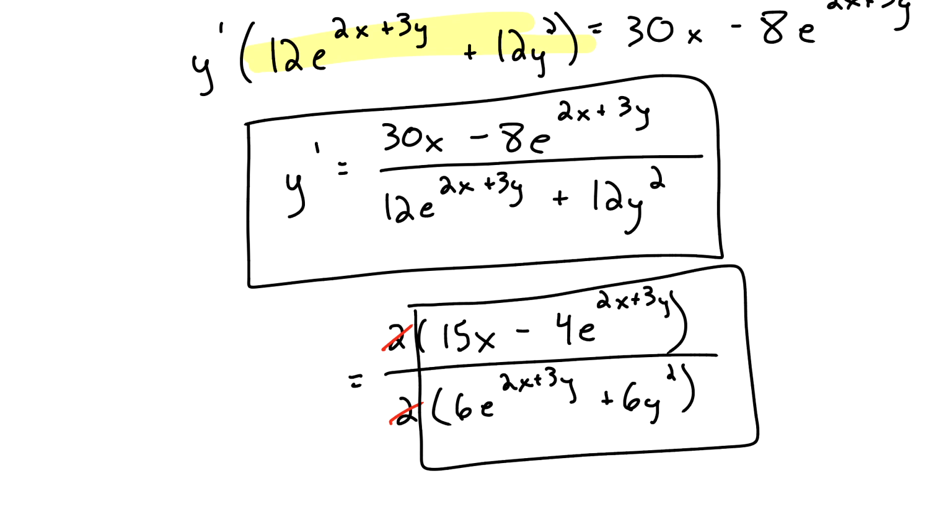When it comes to simplifying these, I'm not worried too much about factoring and simplifying. I'm more worried about, can we find y prime using this new process, using implicit differentiation? To me, that's what I would really like to focus on in these examples.